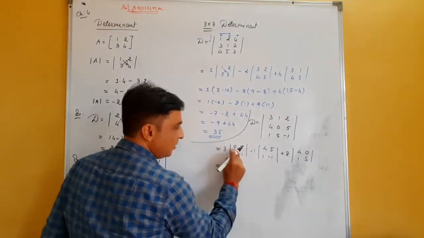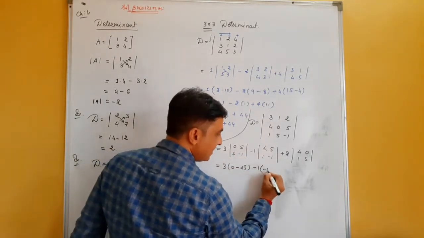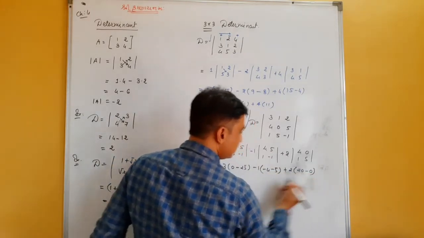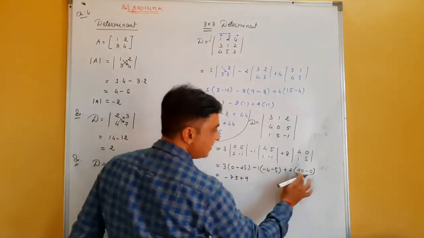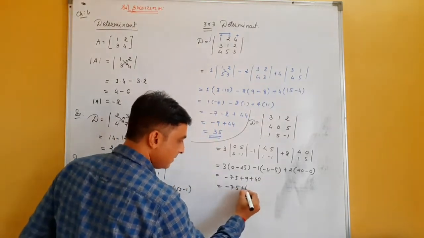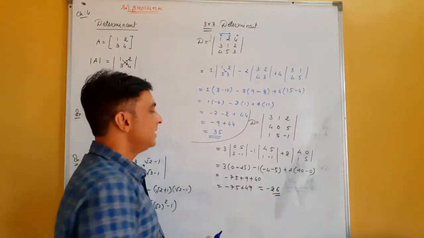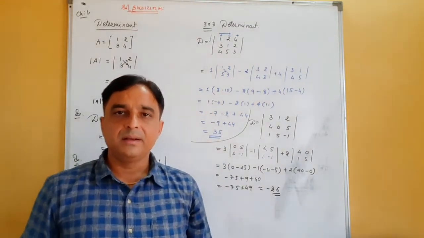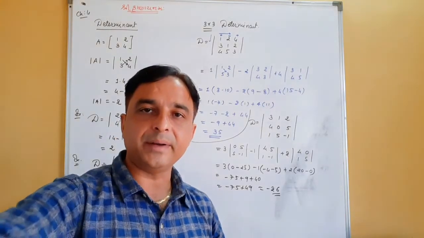3 times (0 into minus 1 minus 5 into 5, that is minus 25), minus 1 times (minus 4 minus 5), plus 2 times (20 minus 0). That is minus 75, plus 9, plus 40, which gives minus 26. Minus 26 is the value of the given determinant. Clear? Now you can find the value of 2 by 2 and 3 by 3 determinants.